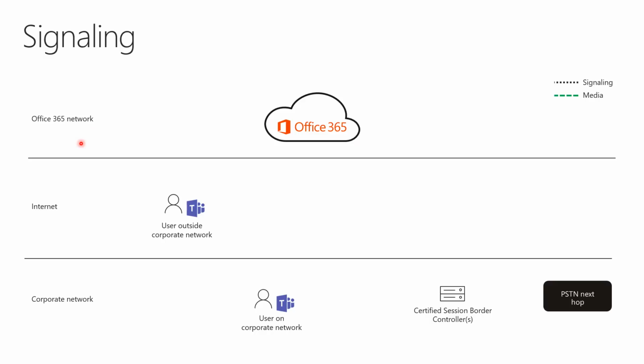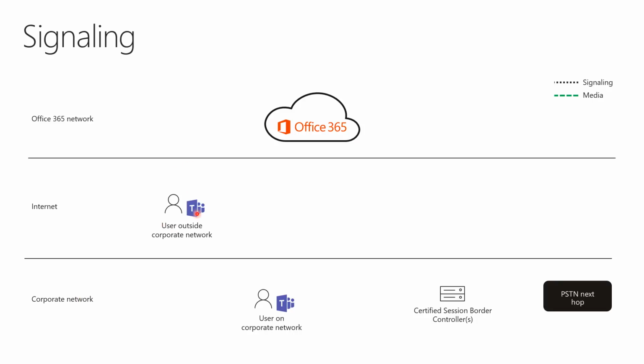Here on the top is the Office 365 network, a worldwide network run by Microsoft to effectively deliver Office 365 services in high quality to our customers. Then we have here the internet, users using Microsoft Teams from outside your corporate network, and then we have here your corporate network with users using Teams from inside your corporate network.